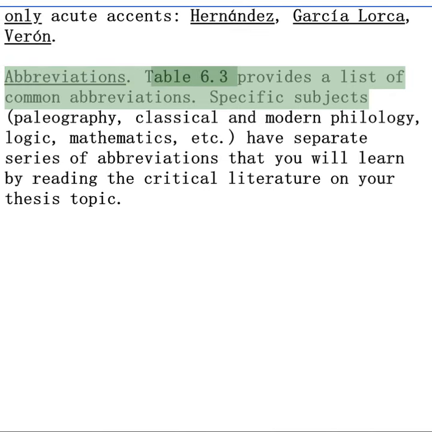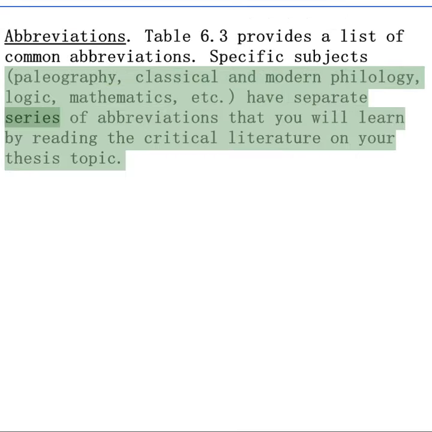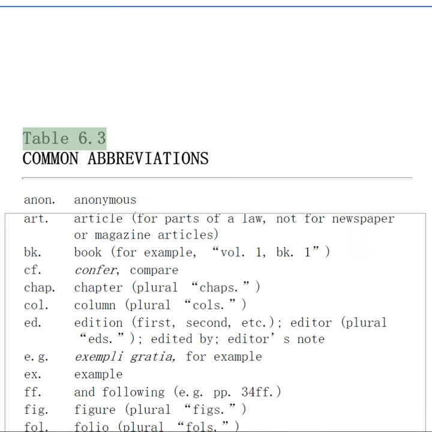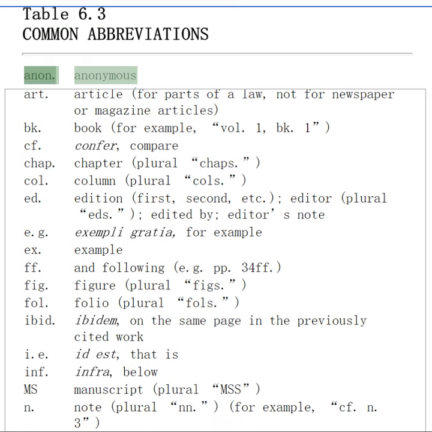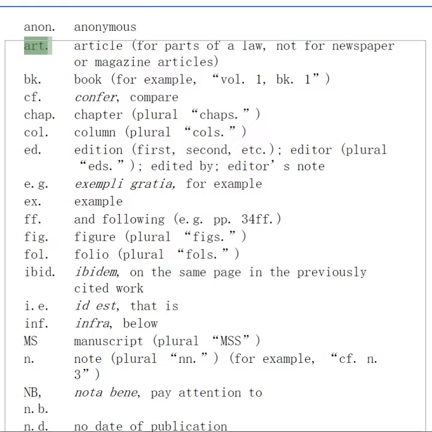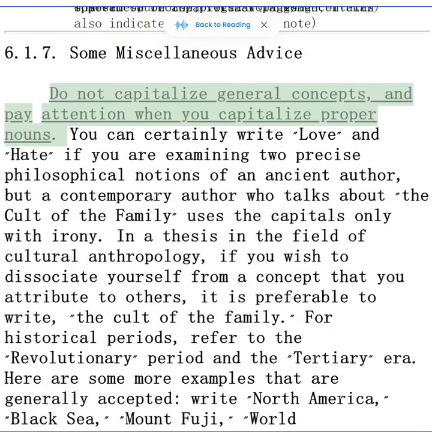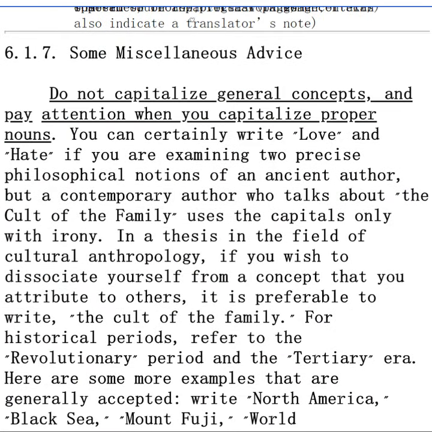Abbreviations. Table 6.3 provides a list of common abbreviations. Specific subjects have separate series of abbreviations that you will learn by reading the critical literature on your thesis topic. Table 6.3. Common abbreviations. Anon., anonymous. Art., article. Bk.